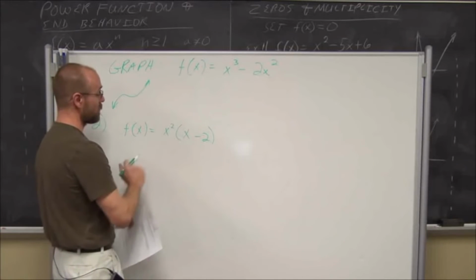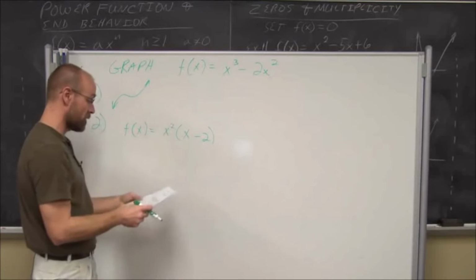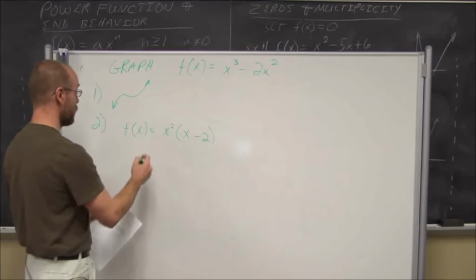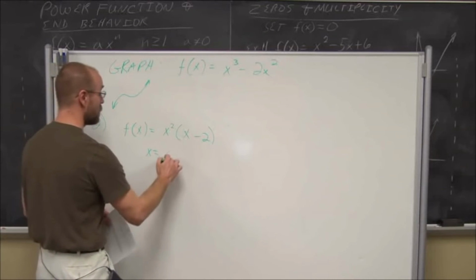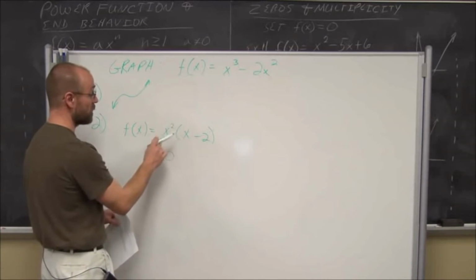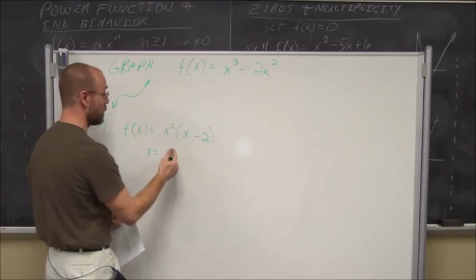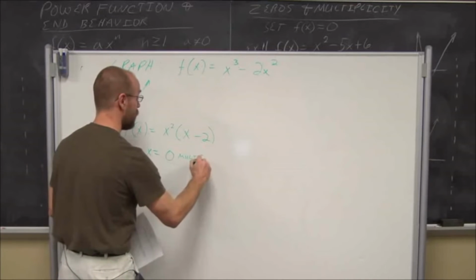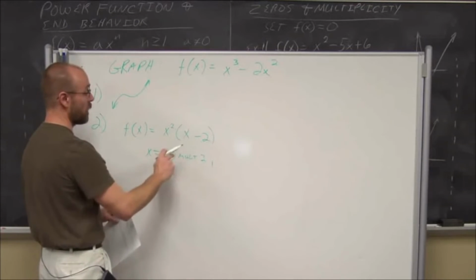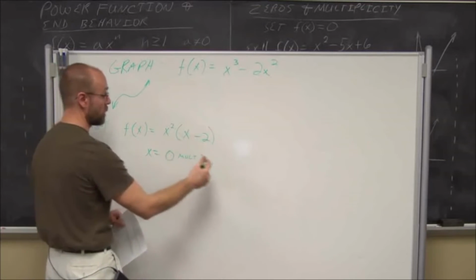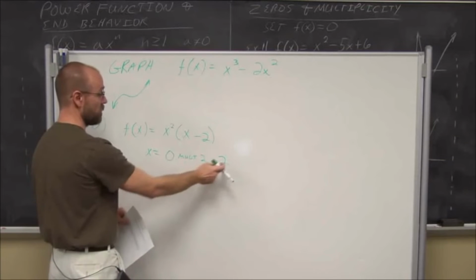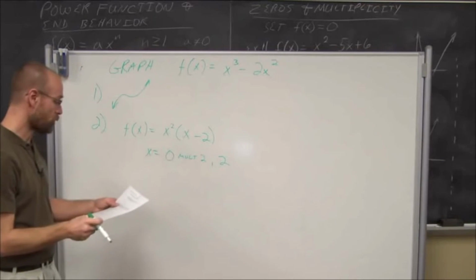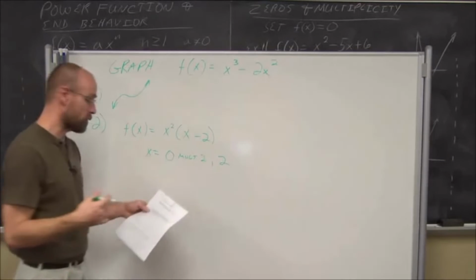This squared factor isn't so bad, because when we set this equal to 0, we can find those zeros. So let's go ahead and find these zeros. x would be 0, but it has a multiplicity of 2, right? 0 squared is still 0. And the zero for this one would be 2, since 2 minus 2 is 0. So we have 0 with multiplicity of 2, and 2.